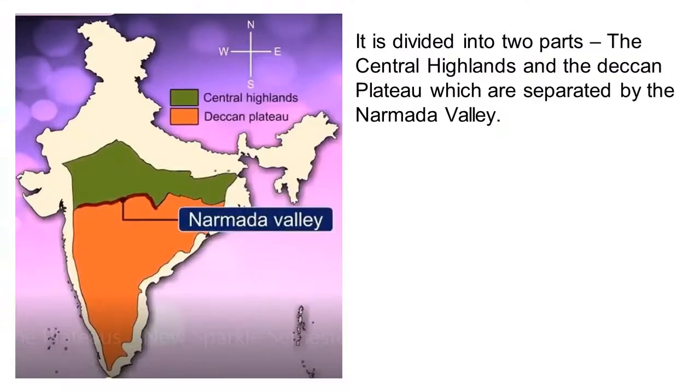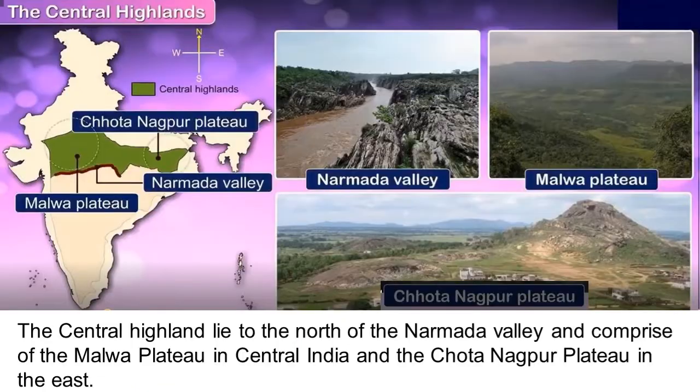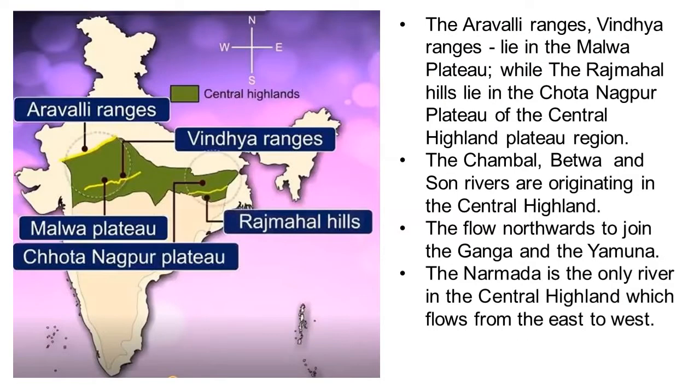Indian mainland. It is divided into two parts, the Central Highlands and the Deccan Plateau, which are separated by the Narmada Valley. The Central Highlands lie to the north of the Narmada Valley and comprise the Malwa Plateau in central India and the Chota Nagpur Plateau in the east. The Aravalli and Vindhya Ranges lie in the Malwa Plateau. Hills lie in the Chota Nagpur Plateau in the Central Highland Plateau region.